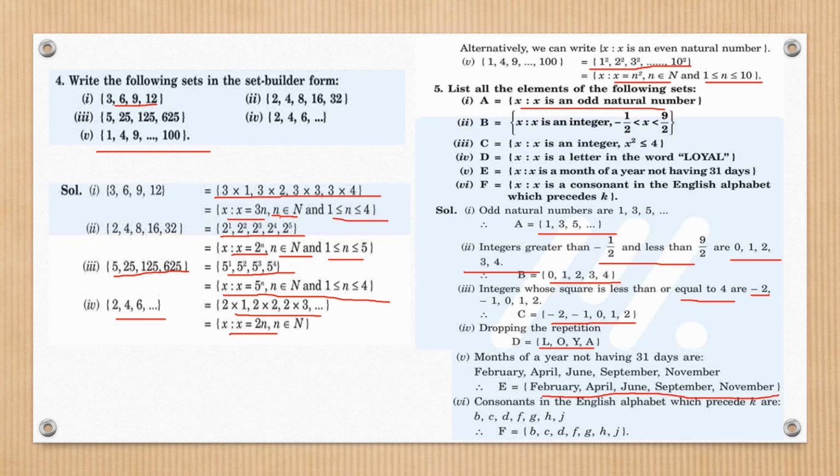X is a consonant in the English alphabet which precedes K. Okay, precedes K means before K. So they are just B, C, D, F, G, H, J. And you don't need to take the vowels here, right? You have to take the consonants.